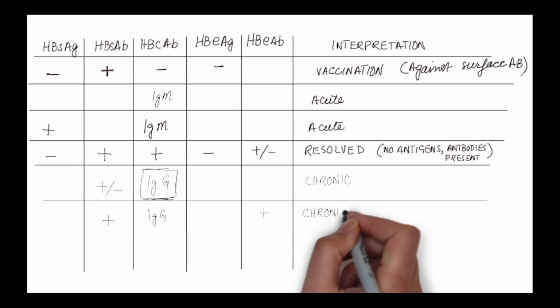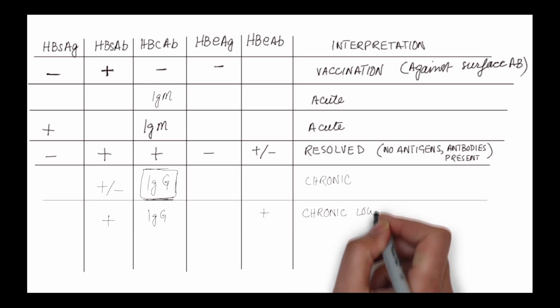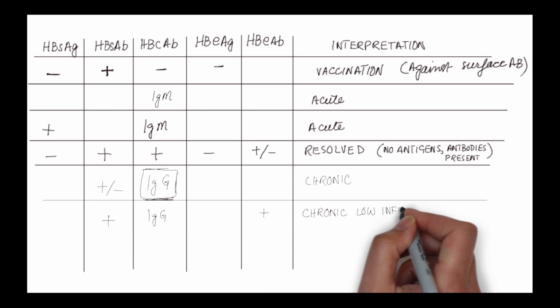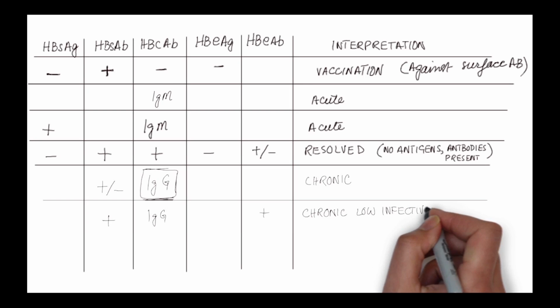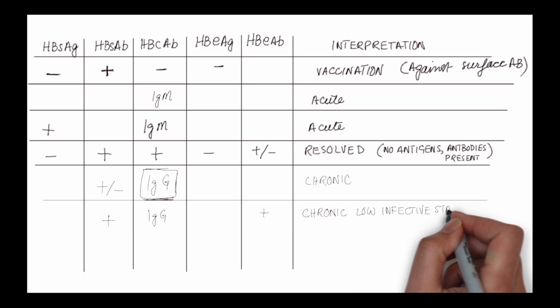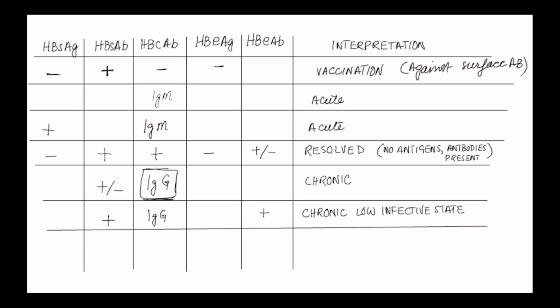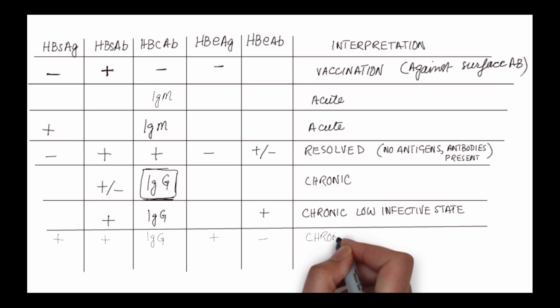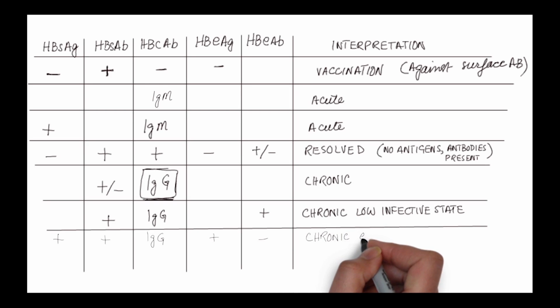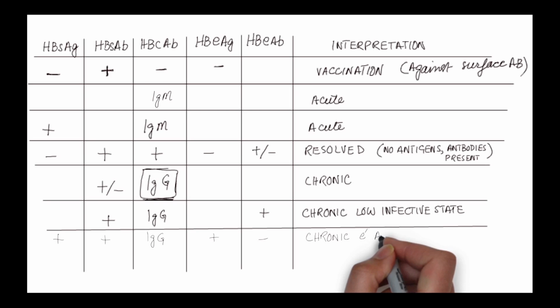Chronic state is defined as hepatitis B surface antigen present for greater than 6 months. Of course, then the antibodies will be present for greater than that time as well. So this is one, that IgG is present. Secondly, IgG might be accompanied by hepatitis B surface antibody as well. So now you have two antibodies.